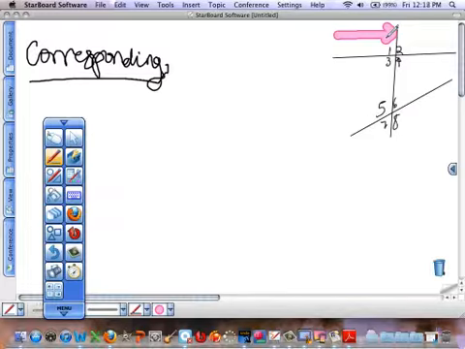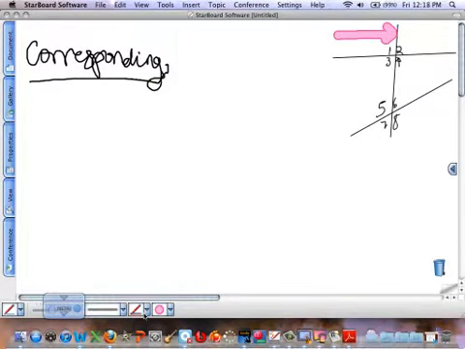So when we look at corresponding angles, we have a whole list that we can come up with. I want somebody to give me one pair of corresponding angles based on your research from last night. Melissa? 1 and 5. Okay, give me another pair. 2 and 6. Okay, anyone else? 3 and 7. How about, and there's one more pair. Lucas? 4 and 8.